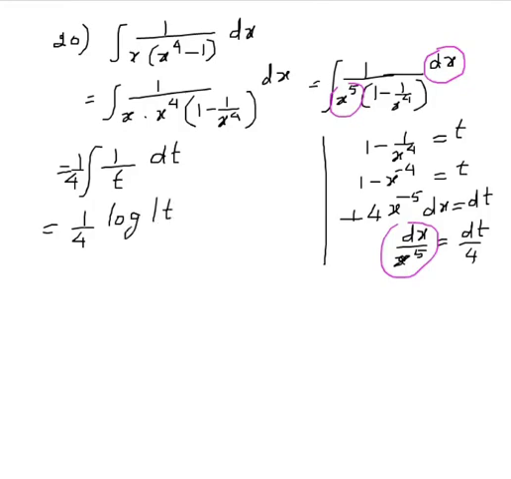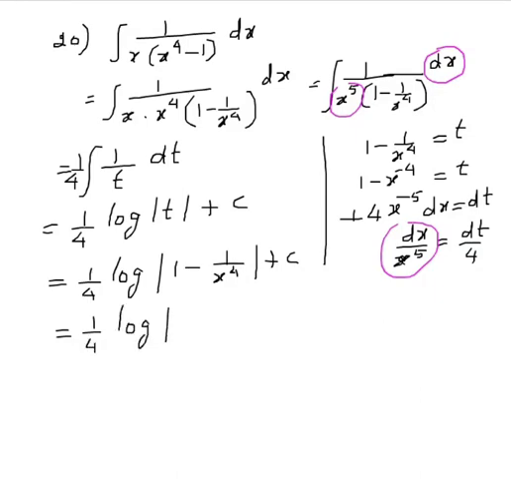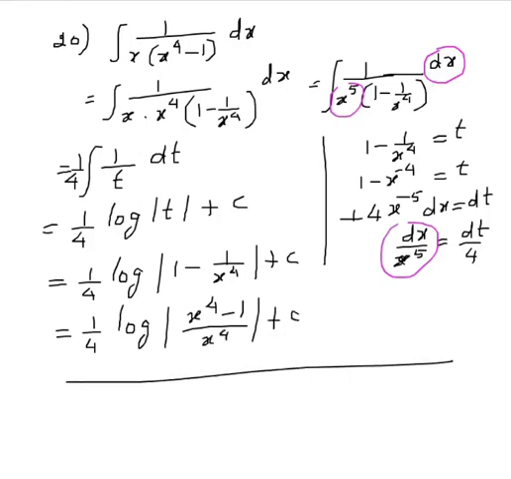So log of absolute value of t plus c. Substitute for t, which is 1 minus 1 by x power 4 plus c. If you want, you can take LCM and write it, otherwise leave it in this form. X power 4 minus 1 divided by x power 4 plus c. This method is the simplest of all.